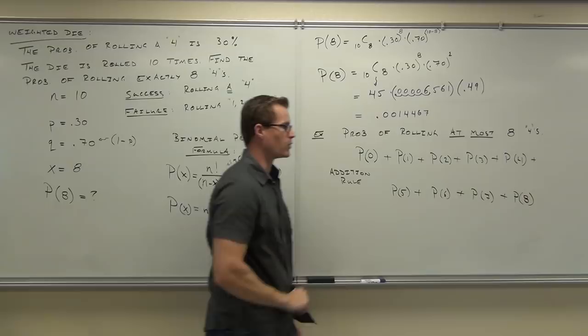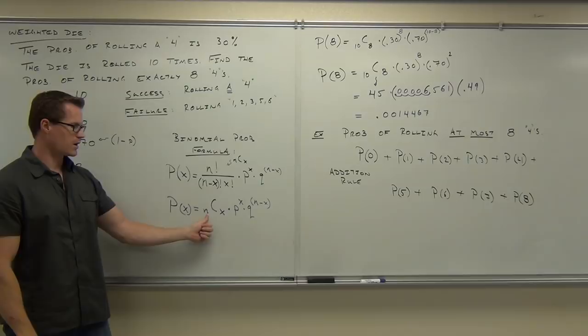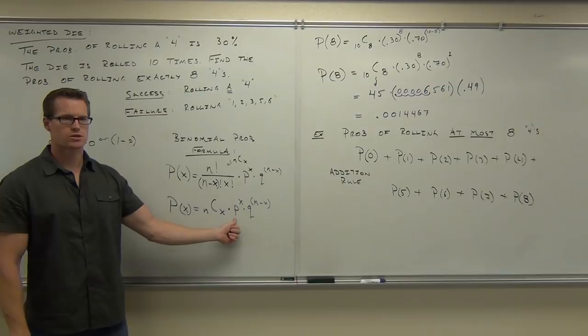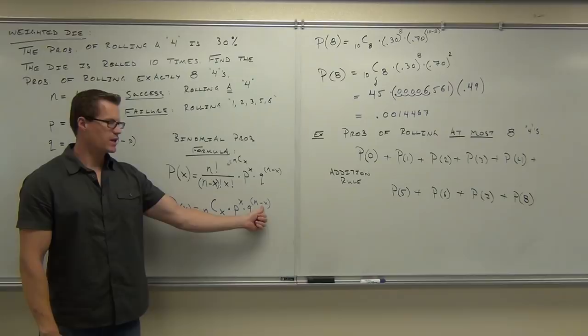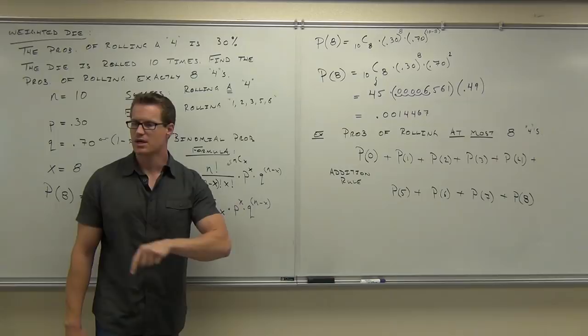So for the probability of rolling 0 fours out of 10, what would our x become? 0, sure. Would our n change? No. Would our x change? Yes. That would now become a 0. Would our p change? No. X would become 0. Q would stay the same, but n minus x would become 10. This would be 0, that would be 10, this would be 0. N choose 0 would still be something that you need to calculate on your calculator. It's not going to become 0.